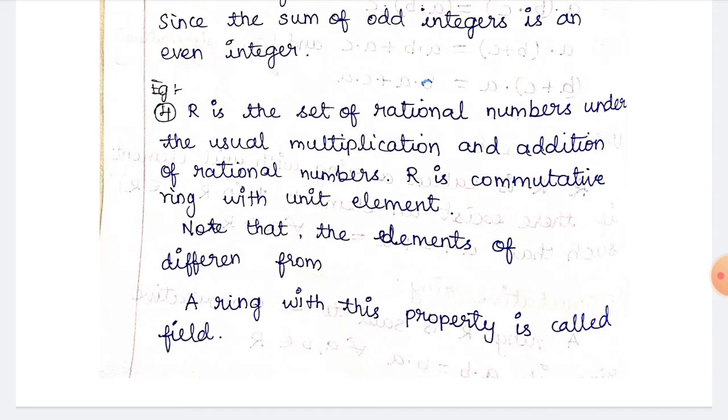Note that the elements of R different from 0 form an abelian group under multiplication. Again I repeat, the elements of R different from 0 form an abelian group under multiplication. And with addition, a ring with this property is called a field. We will see the definition of field in the next class.